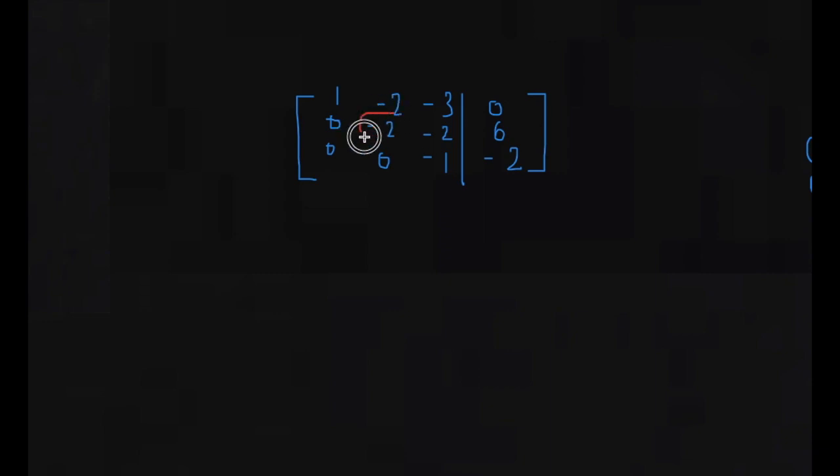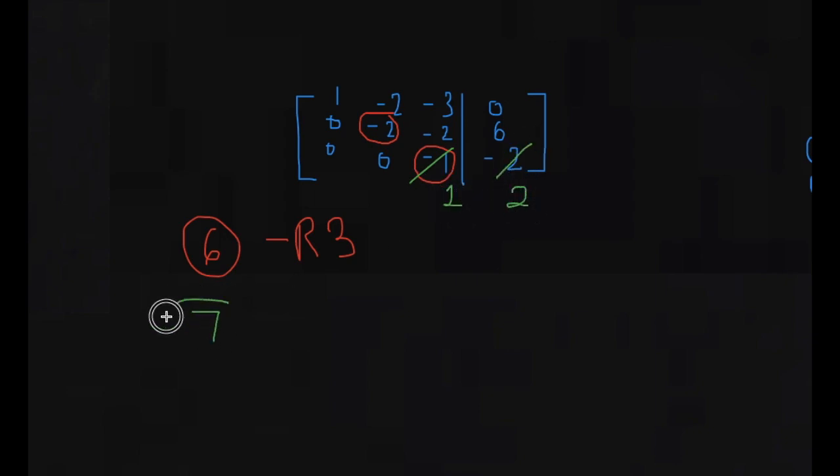We still need to change this negative 2 to a 1 and this negative 1 to a 1. So what I'm going to do for step 6 is negative row 3, meaning multiply negative 1 times row 3. What we get when we do that: 0 times negative 1 is 0 for both of these. This will become a positive 1, and this will become a positive 2. For step 7, I'm going to multiply row 2 by negative 1/2.